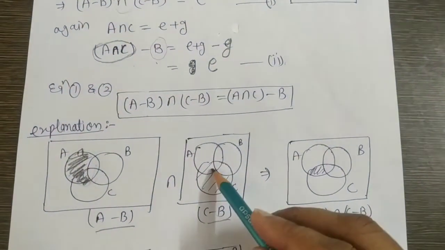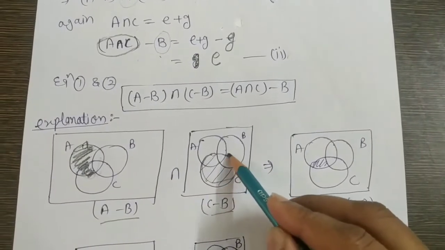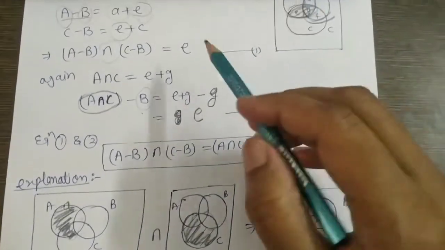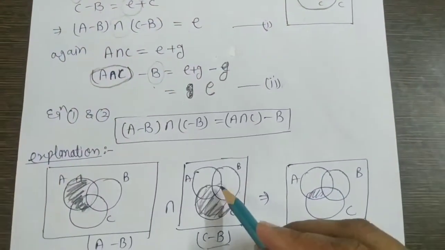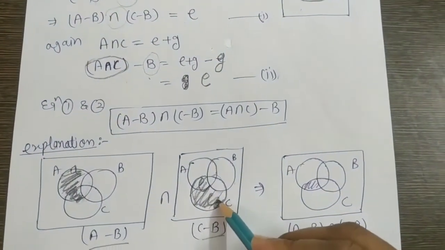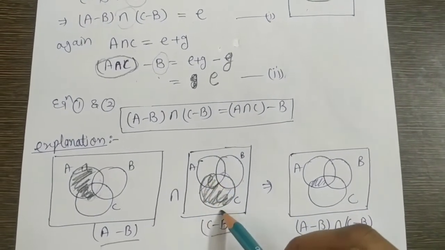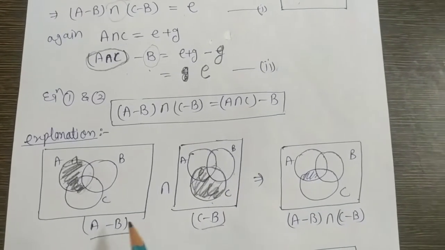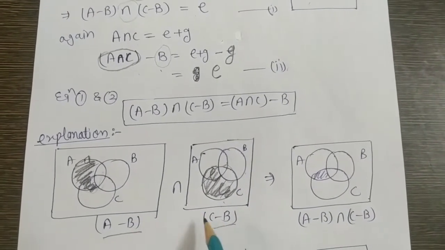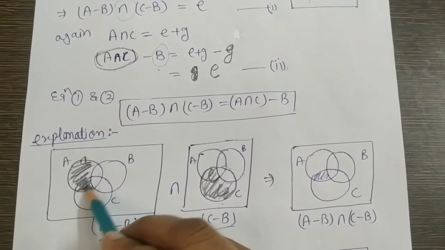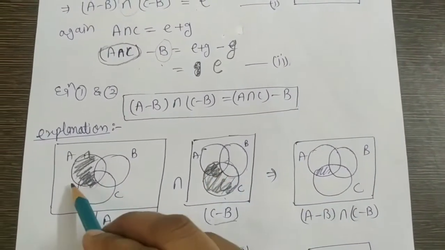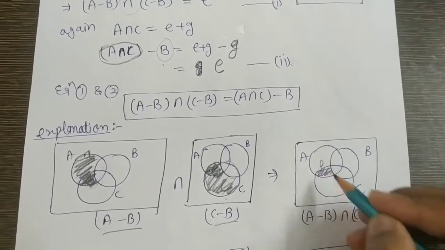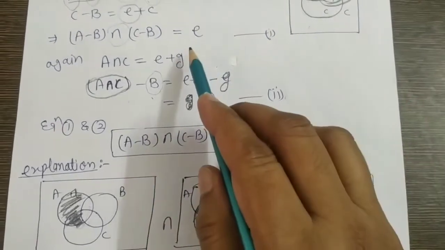C minus B, from complete C, remove B. So this part we got. It means E and C part. E and C part, not the numerical addition of E and C. Now taking the intersection of both of these means taking only the common part. This common part here, like this. This is E part. Okay?